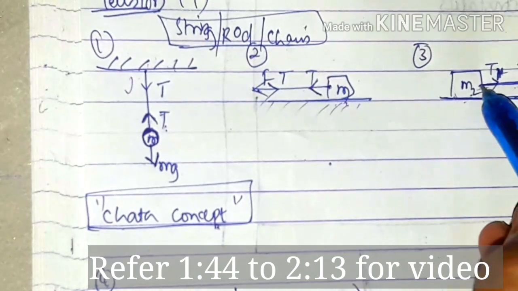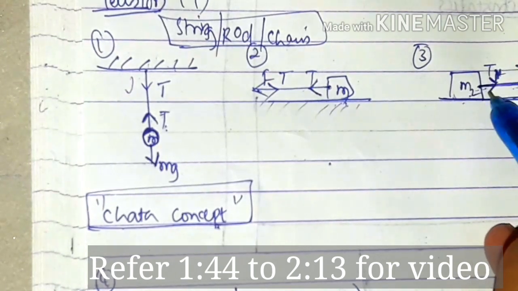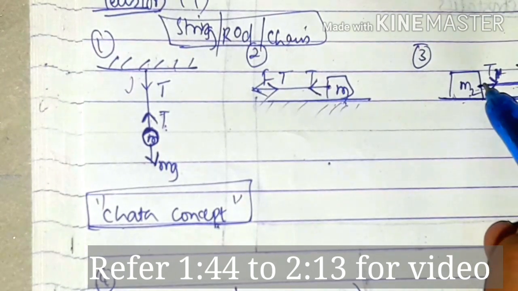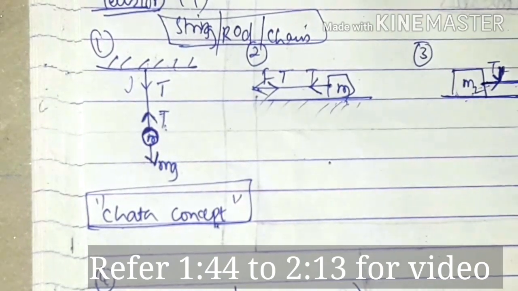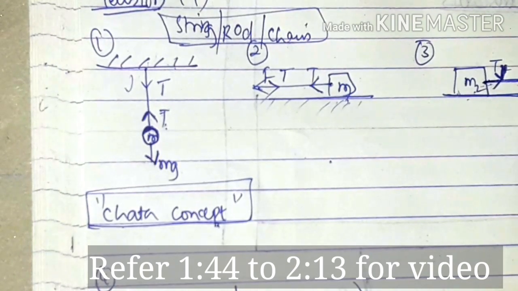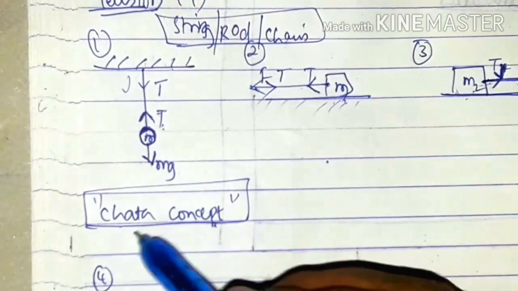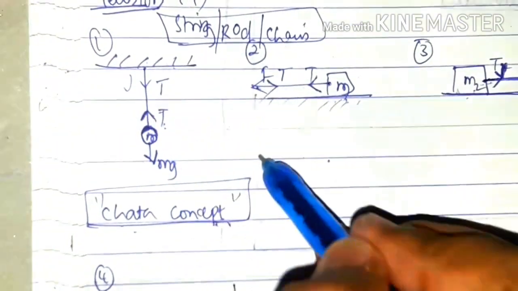Now, what is the tension direction here? If you open the umbrella, it opens here, there is the tension. Should I write T only? No, it should be a different notation, that is T1. From here, if you keep it, the tension is T1 like this, right? So this is the notation of tension. Use the chata concept or umbrella concept. You open the umbrella like this, this is the direction of the tension.